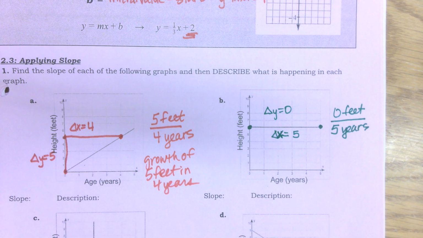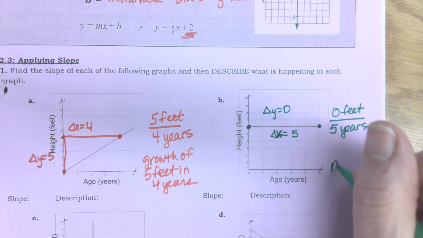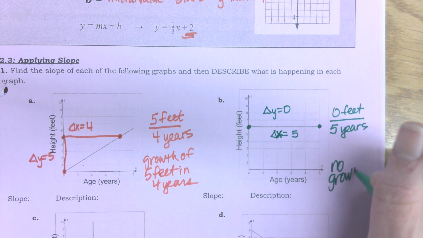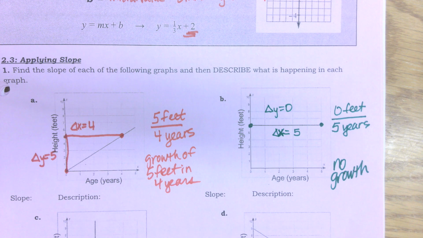How would you describe this one? What's the growth like? 0. No growth at all. No height over time. No growth.